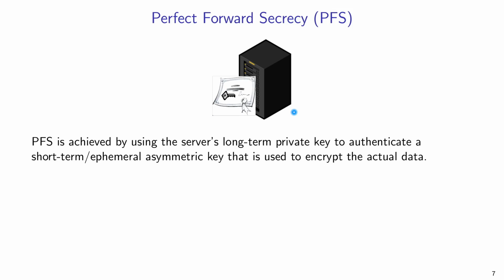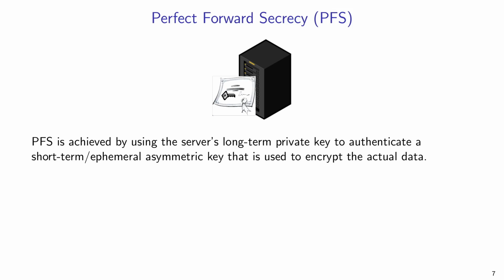The idea is that for every connection, the server will generate some fresh asymmetric key, which the client must use to encrypt the actual data. The long-term private key will be used only to authenticate the short-term public key, so that the client could be sure that this short-term key comes from the server and not from some attacker. This short-term key should be used only for that particular communication session. The server should destroy it afterwards.